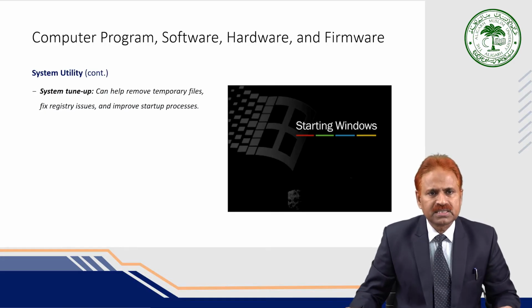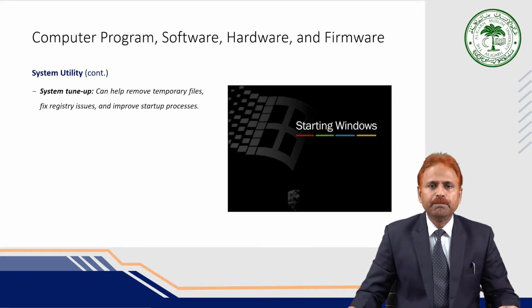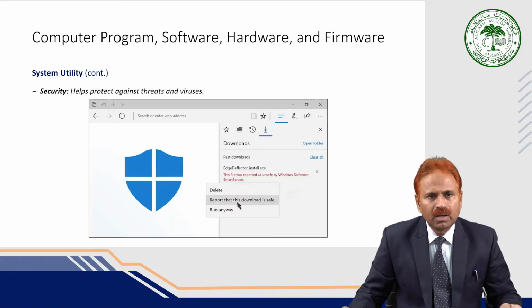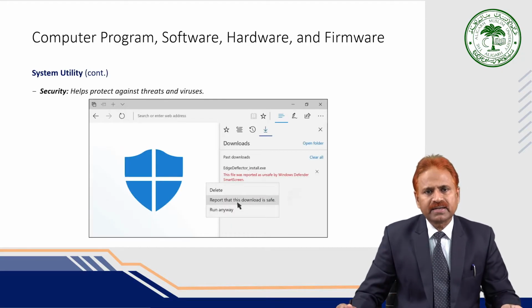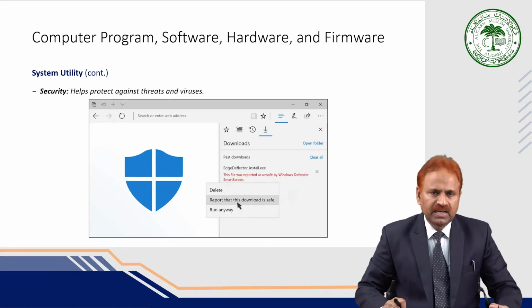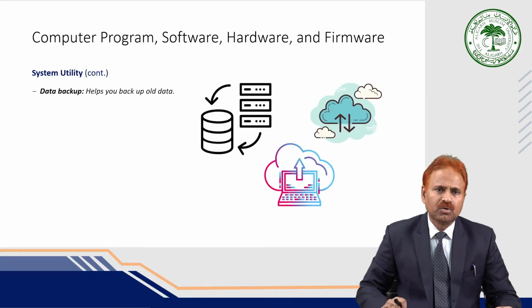Another utility is system tune-up. It can help remove temporary files, fix registry issues, and improve the startup processes. Security helps us protect against threats and viruses. You might have heard the names of such utility files, which are provided as part of the operating system, and you can use these files for protecting your system against threats and viruses.